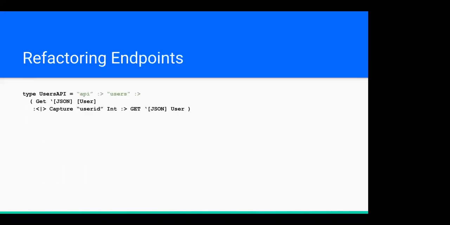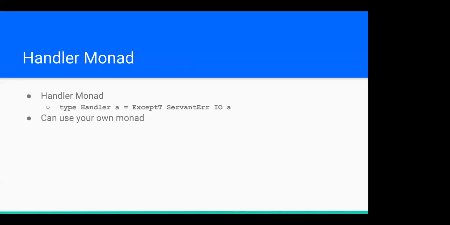Another nifty thing about how composable these APIs are is that we can refactor different pieces of them. Remember that both of our endpoints have /API/users. We can pull those combinators out and distribute them over our other endpoints. Now we're going to get into actually writing these server handlers, the functions that will actually reply to these.